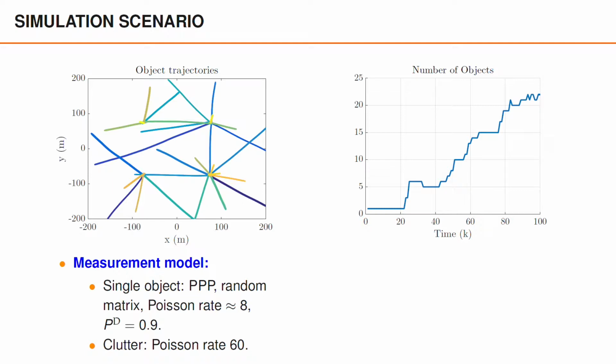and we use the random matrix model to model the distribution of the measurements around the current location. There is also a 10% probability that the object is undetected and that we do not generate the Poisson point process measurements. Similarly, the clutter is a Poisson point process whose intensity function is constant across the visible area in the figure, and the expected number of clutter measurements is 60 per measurement scan.